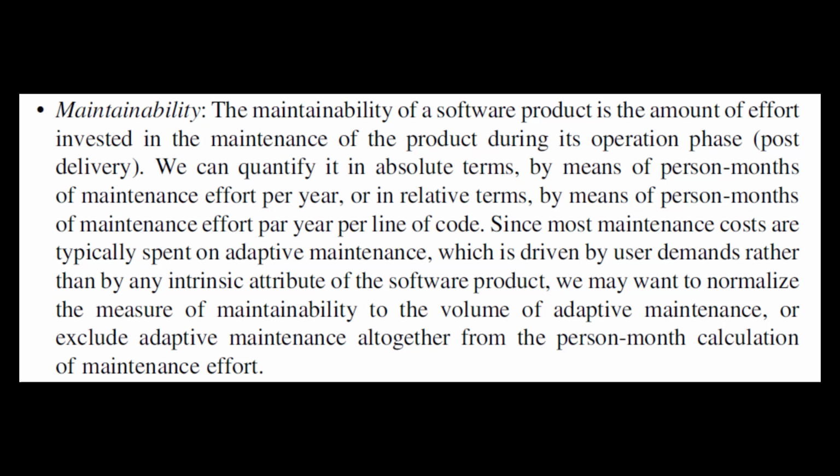We can quantify it in absolute terms, by means of person-months of maintenance effort per year, or in relative terms, by means of person-months of maintenance effort per year per line of code. Since most maintenance costs are typically spent on adaptive maintenance, which is driven by user demands rather than by any intrinsic attribute of the software product, we may want to normalize the measure of maintainability to the volume of adaptive maintenance, or exclude adaptive maintenance altogether from the person-month calculation of maintenance effort.